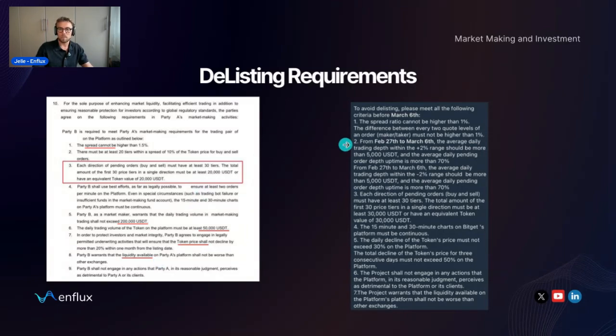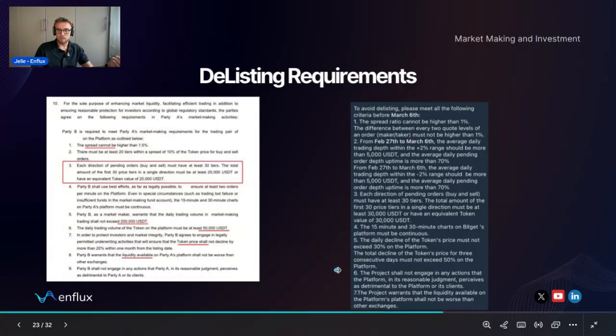We have them here as well. Another example: liquidity needs to be minimally 5,000 within 2%. At least 30 orders on the book with 30K in total on both sides of the book. Either this is the market maker that provides that or the project itself. Here, it cannot decline by more than 30% in a given day, which is quite fair. And then this is a very interesting point, 7.